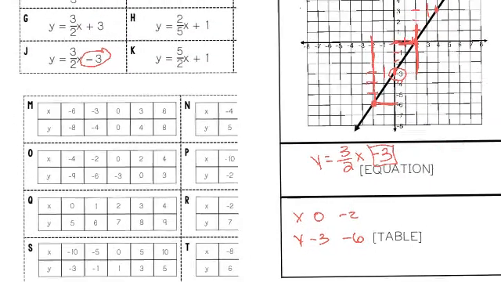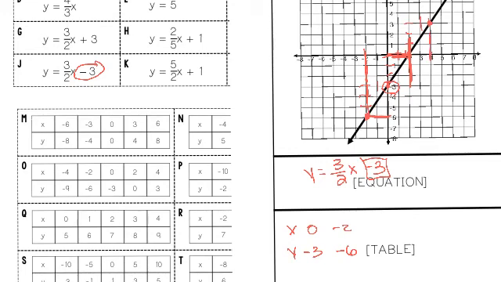How about the one above it? When x is 4, what is y? Y is 3. So when x is 2, y is 0. Is there a table with these same values?